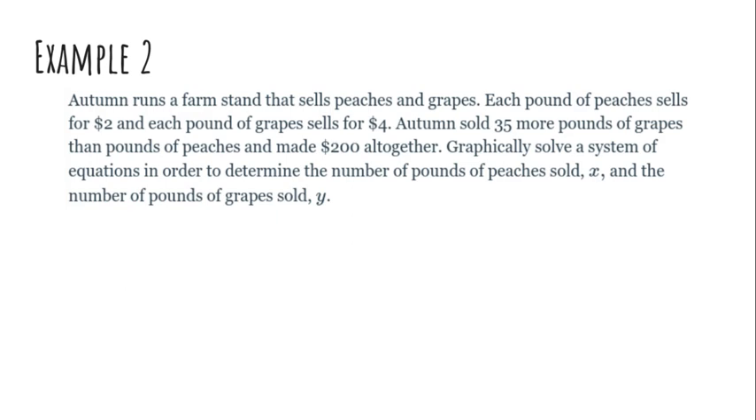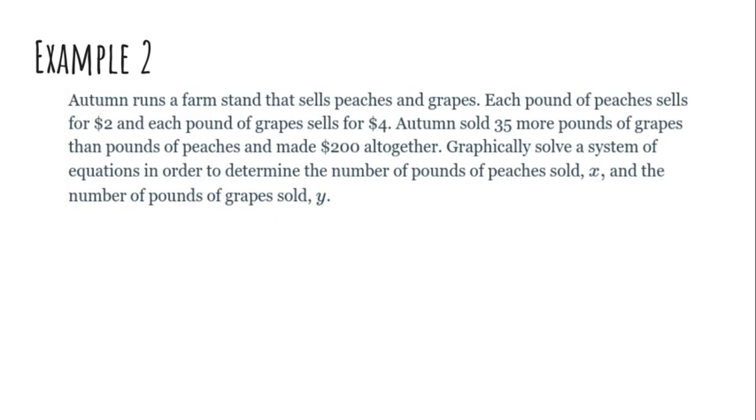In the next example, Autumn runs a farm stand that sells peaches and grapes. Each pound of peaches sells for $2, and each pound of grapes sells for $4. Autumn sold 35 more pounds of grapes than pounds of peaches and made $200 altogether. Graphically solve a system of equations in order to determine the number of pounds of peaches sold, x, and the number of pounds of grapes sold, y.